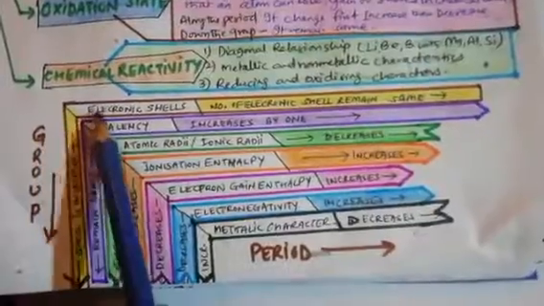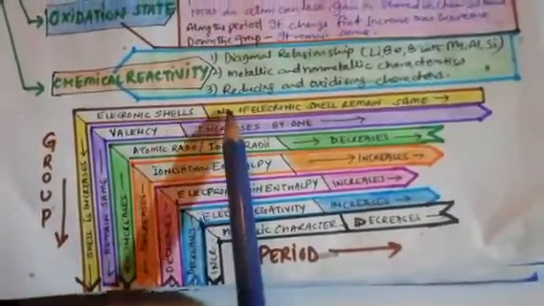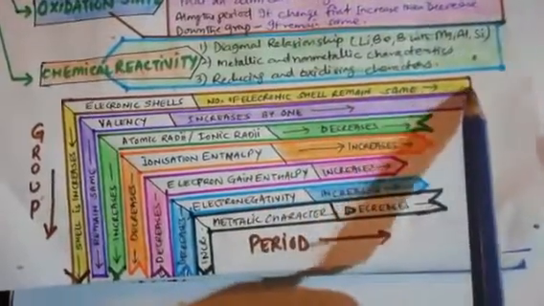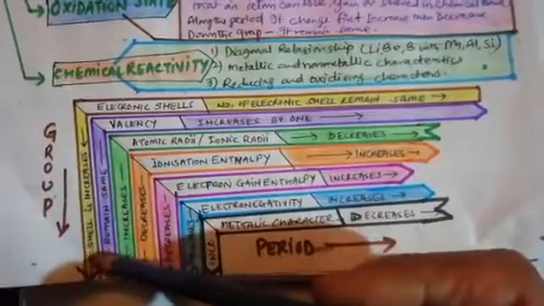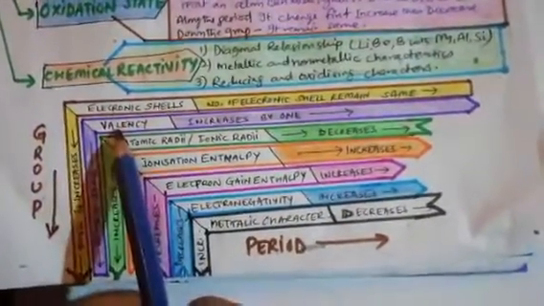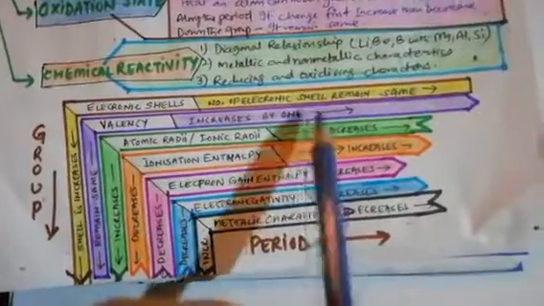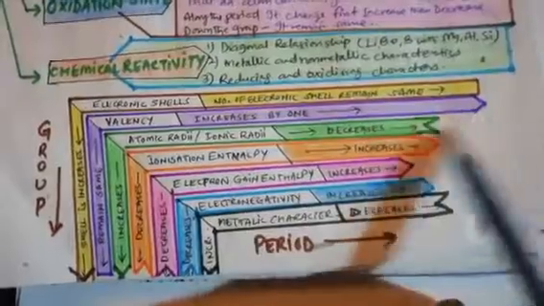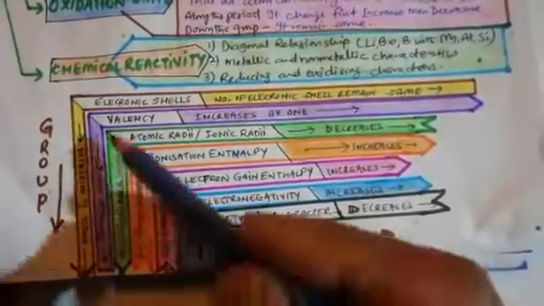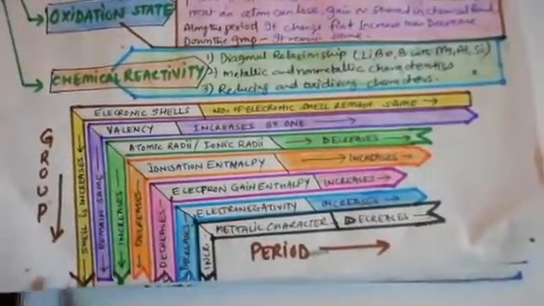Let's discuss first electronic configuration, the electronic shell. When we move left to right, it is not increasing or decreasing; it remains the same. But down the group, the electronic shell is going to increase. Second is valency. As we move from left to right, valency increases by 1, like 1, 2, 3, 4, up to 4. Then after 4, it is minus 3, minus 2, minus 1. Whereas down the group, it remains the same.